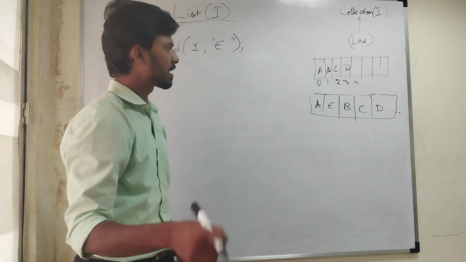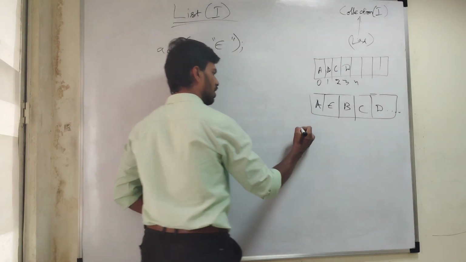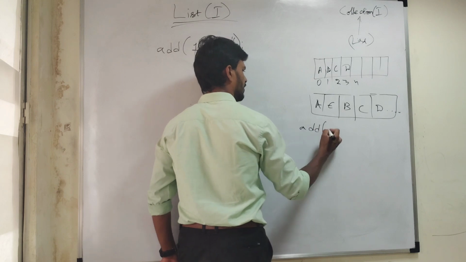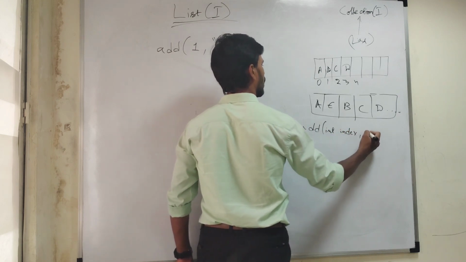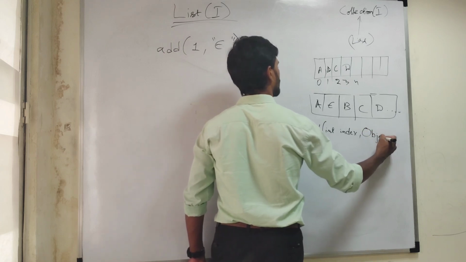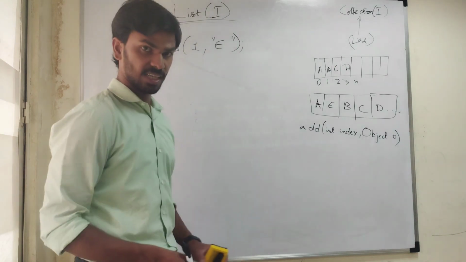So to add the data wherever we want, we have the add method where we have to provide the particular index position, along with the object we have to pass. So this is the method we have.